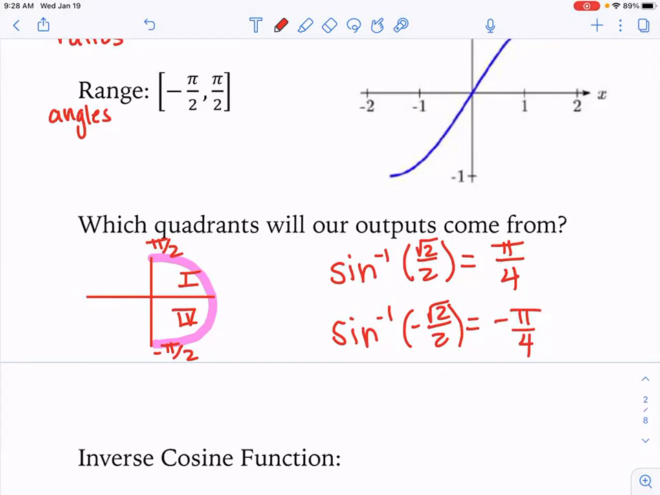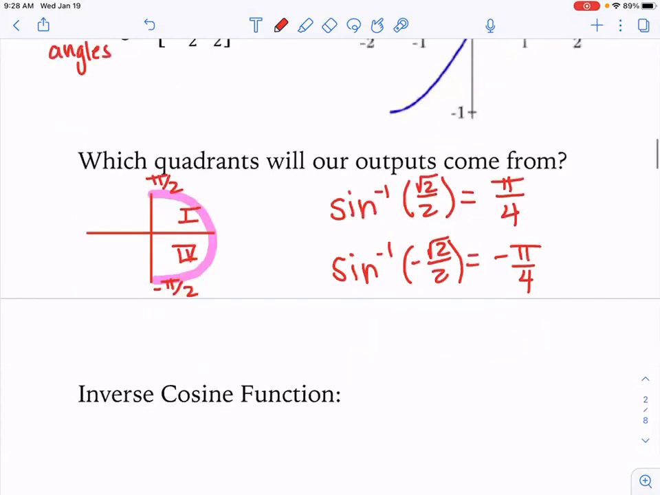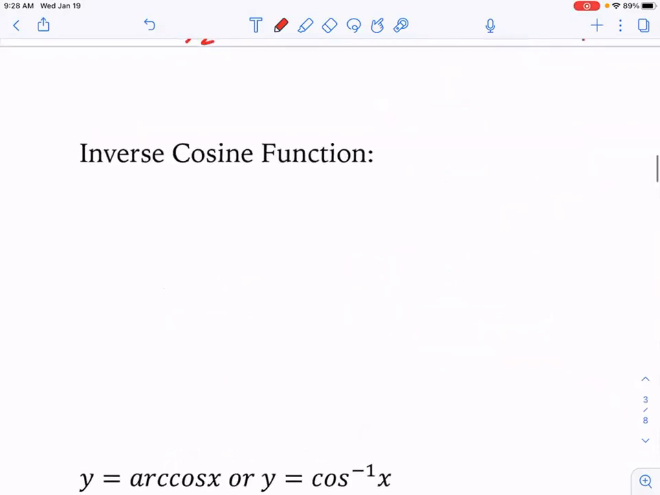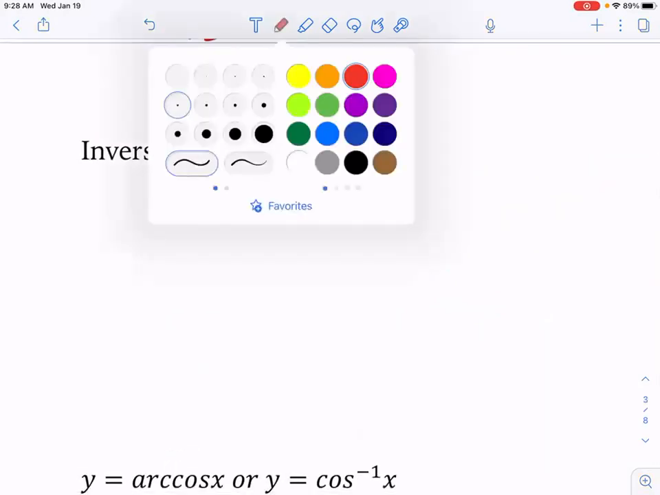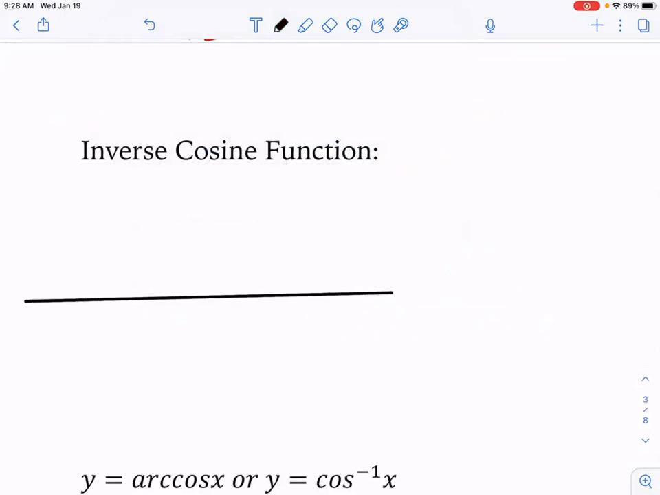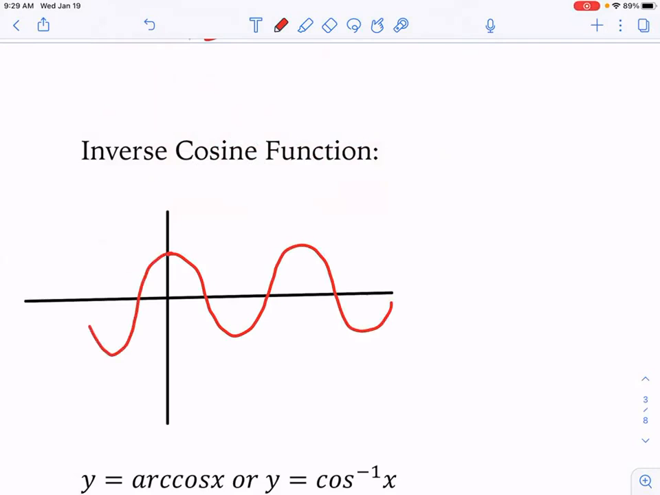Let's talk about inverse cosine. This is something don't write down right now. Next week, I'm going to teach you how to graph a cosine curve, and when I do, it'll look like this. Pretty similar to our sine function. It just starts at a different place.